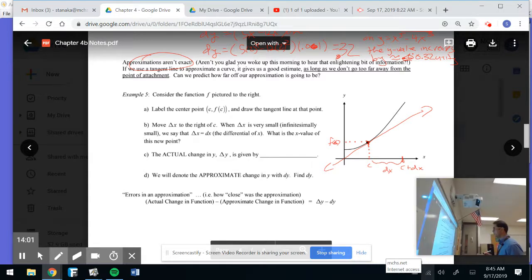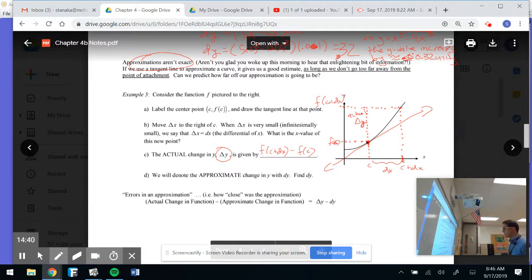Okay, the actual change in y, which is delta y, is given by f of c plus dx minus f of c, right? So if I come up here, I get f of c plus dx. So this little guy right here would be your change in your y, or delta y. Everyone follow me? And since that's on the curve and this is on the curve, this right here is your actual change in y, right, class?